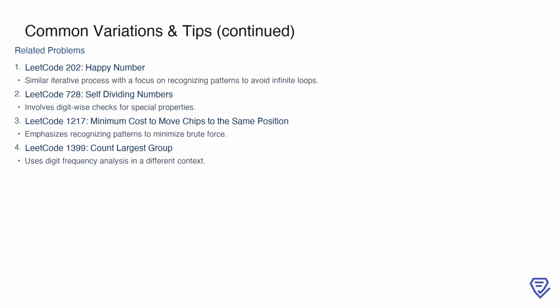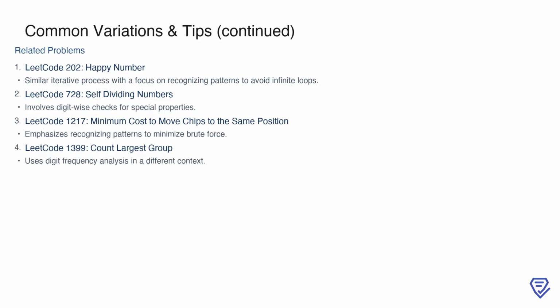This problem shares similarities with other LeetCode questions, making it useful to study related problems. For example, LeetCode 202, Happy Number, involves an iterative process where recognizing patterns is critical to avoid infinite loops. LeetCode 728, Self Dividing Numbers, requires digit-wise checks for specific properties, much like this problem.